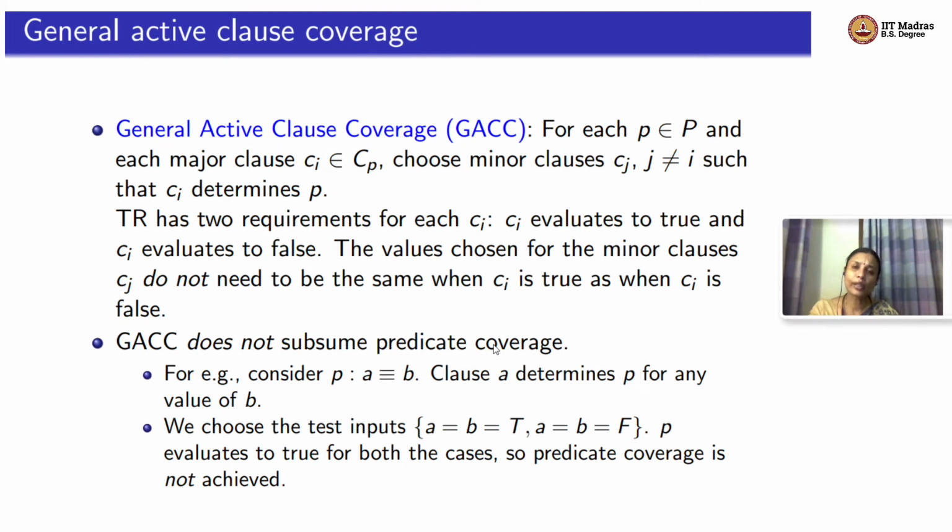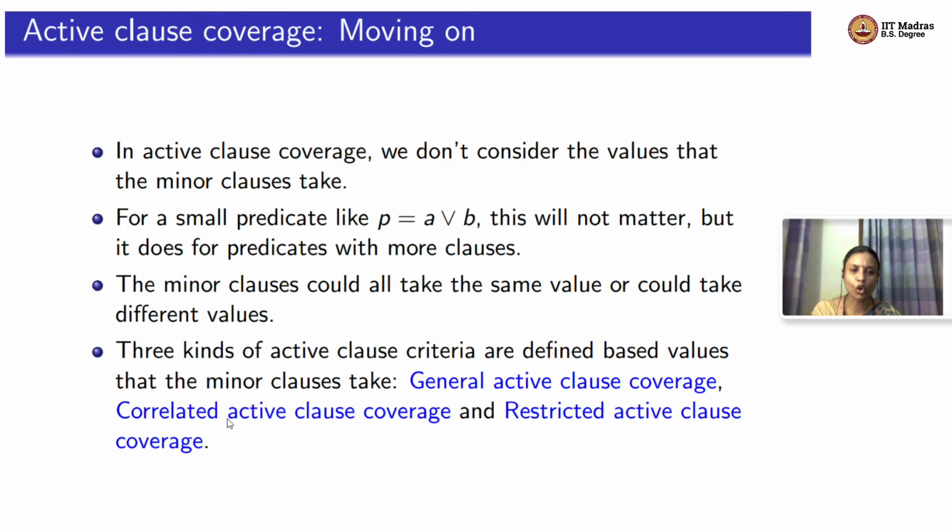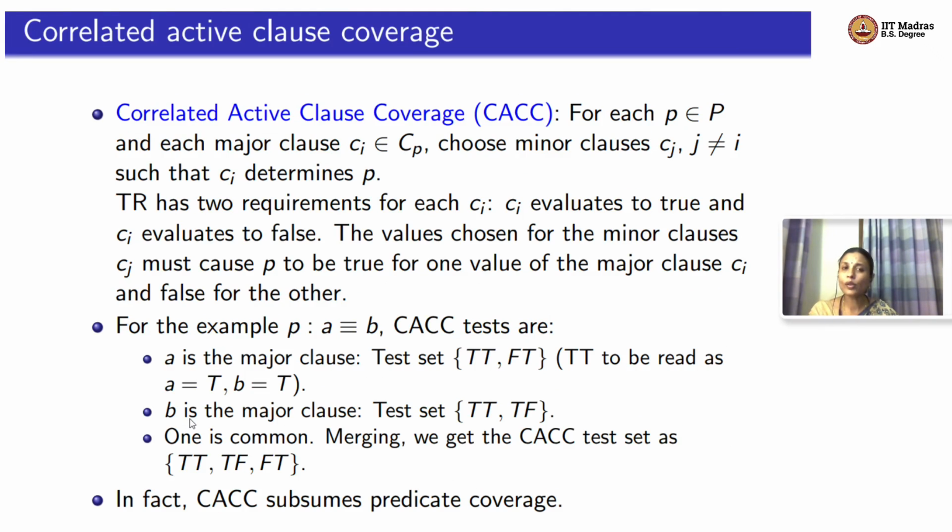So let's look at the second part, correlated active clause coverage. Again, focus only on the adjective that we add in the front, correlated. The word correlated says minor clauses take values such that the major clause does determine P. So the first part is the same as for ACC. Take a predicate P, fix a major clause CI in P, choose minor clauses CJ such that CI determines P. Your test requirement has two values for CI: CI evaluates to true and CI evaluates to false.